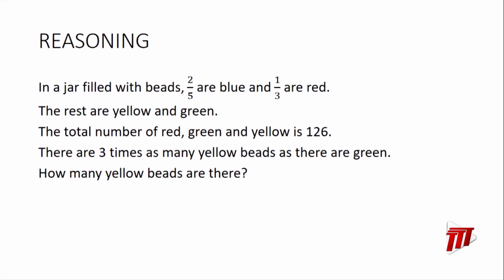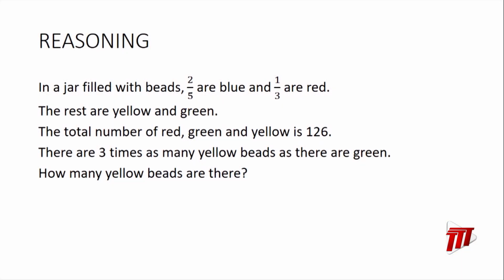The final question that we have is another reasoning question. In a jar filled with beads, 2/5 are blue and 1/3 are red. The rest are yellow and green. So we're trying to understand the question. How many colors of beads do you have in that jar? We have 4 colors. We have blue, red, yellow, and green. All right? We are given how much blue, we are given how much red. So 2/5 are blue, 1/3 are red, the rest are yellow and green.